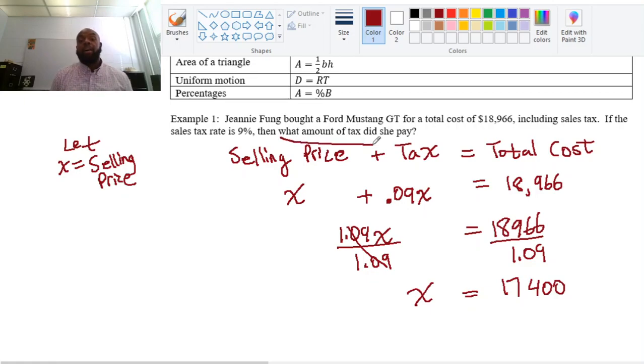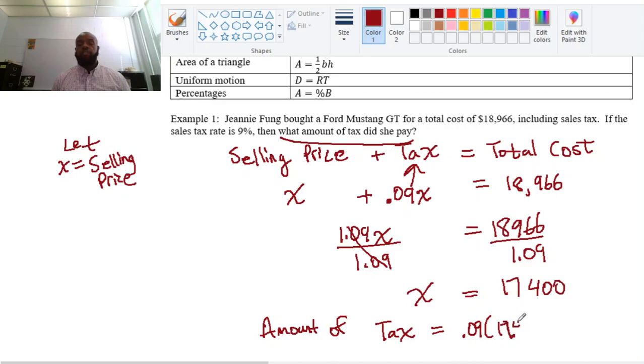Now, we want to know the amount of taxes she paid, right? Now we know the selling price. Well, the amount of taxes she paid is 0.09 times the selling price, right? So if I did 0.09 times 17,400, we're going to get that the amount of tax is $1,566. And that answers the problem, all right?